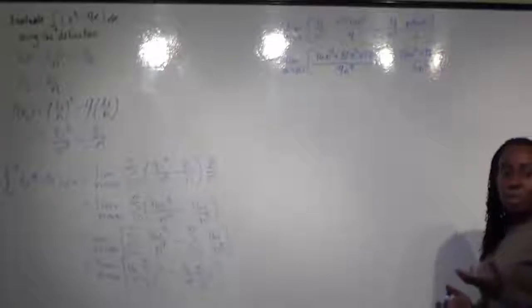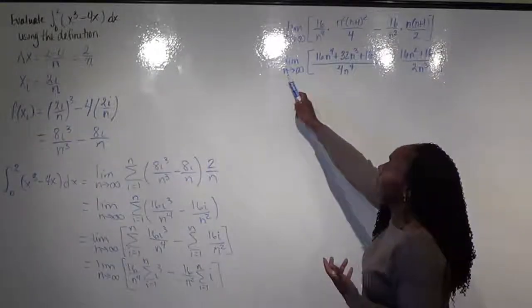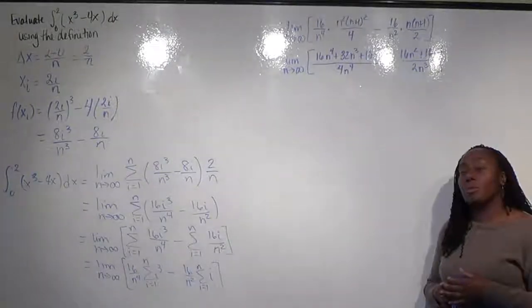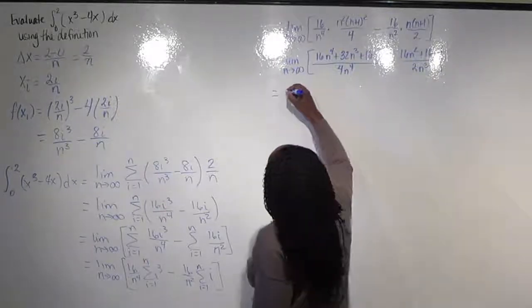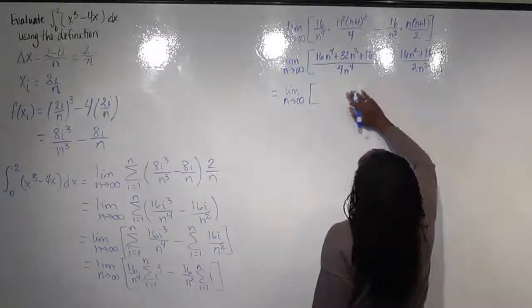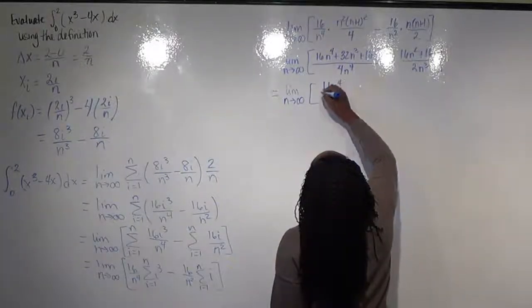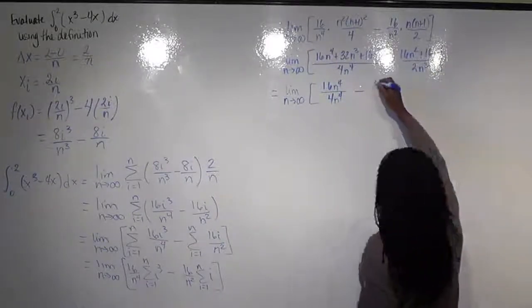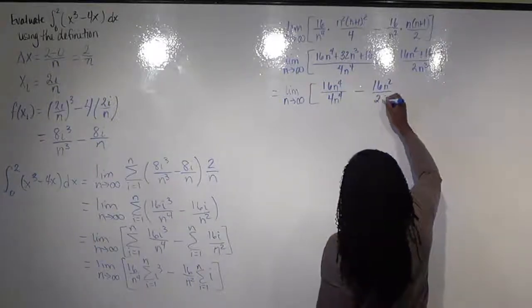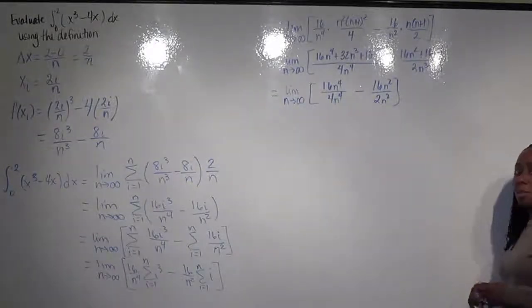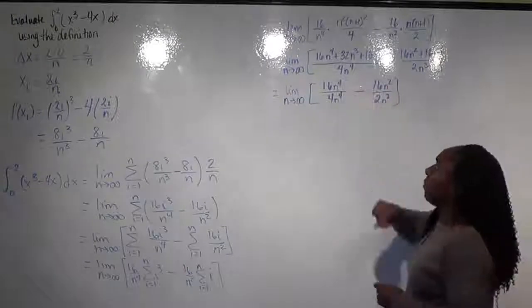Again, to take my limit, well, these are nice rational functions. Nice thing about rational functions, if I'm taking the limit as n goes to infinity, is I only have to consider the dominant terms. So for this first one, my dominant term is 16n to the 4th over 4n to the 4th. And likewise over here, my dominant terms are 16n squared over 2n squared. The other terms are negligible as n goes to infinity, because these are going to tell me where it's going to go.